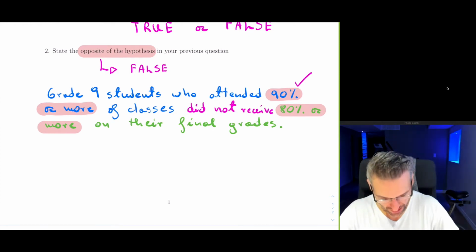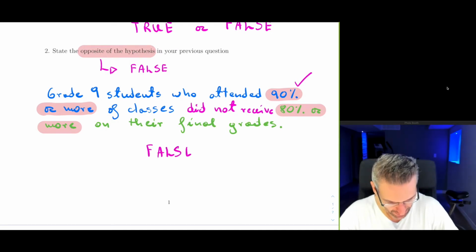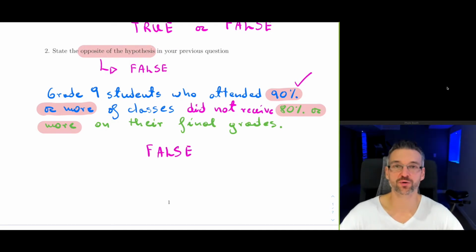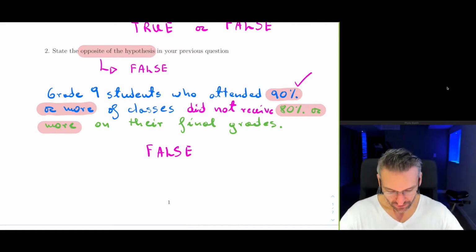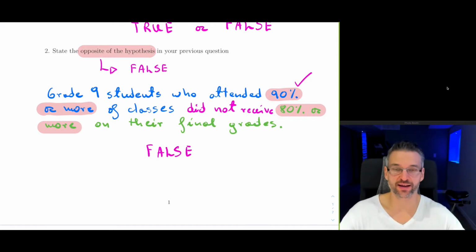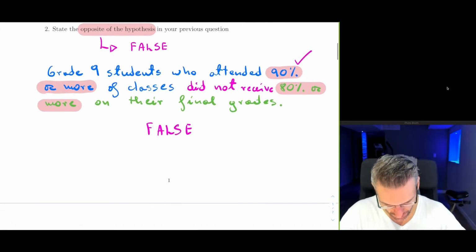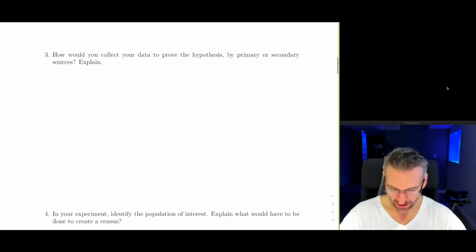So this would definitely make this original statement false, because if you have students who do attend 90% or more of the classes, but let's say receive 60% or somewhere in the 70%, then right away this would be false. All right, so that's what you're trying to check. So that would be the opposite of the hypothesis, at least for the one that I have stated here. Yours could be different.